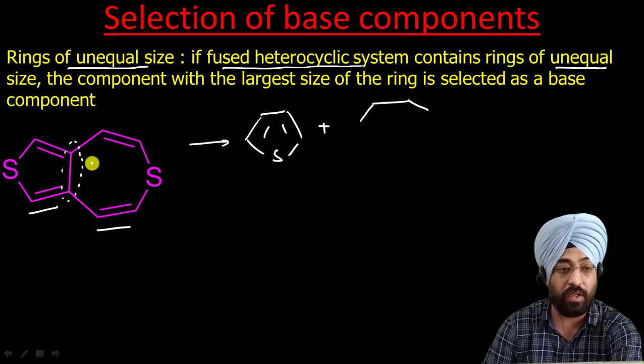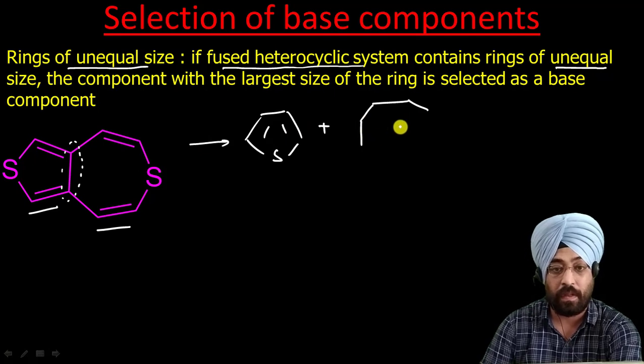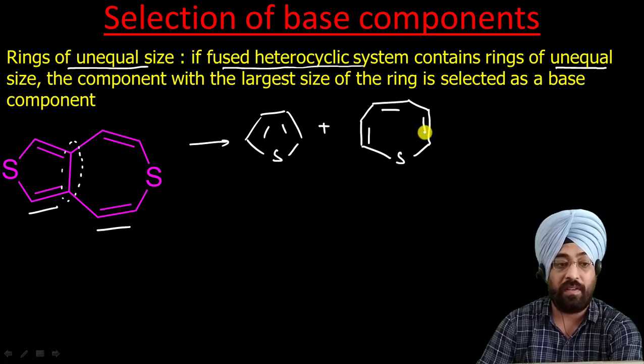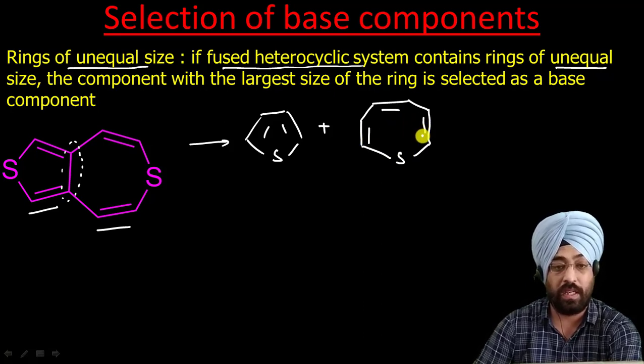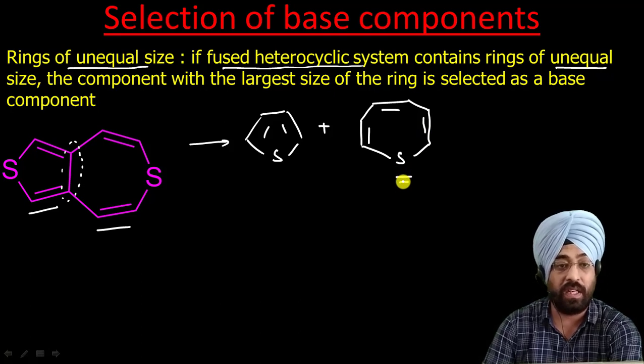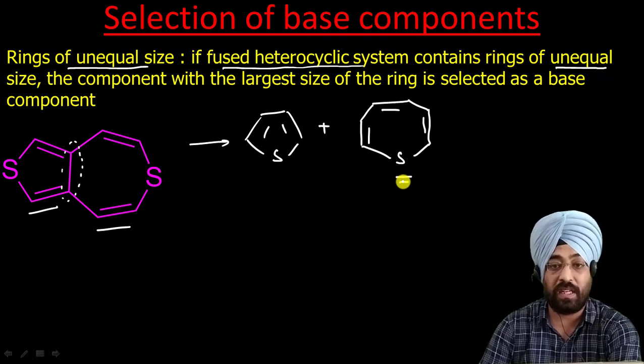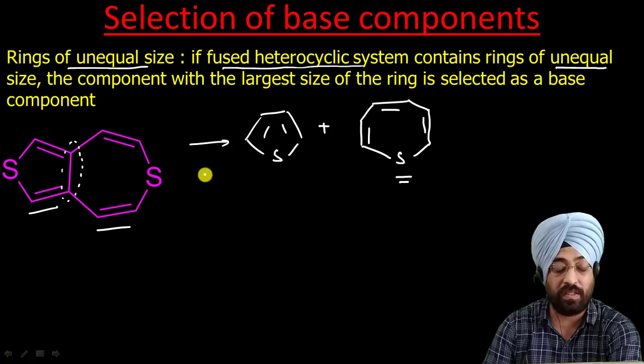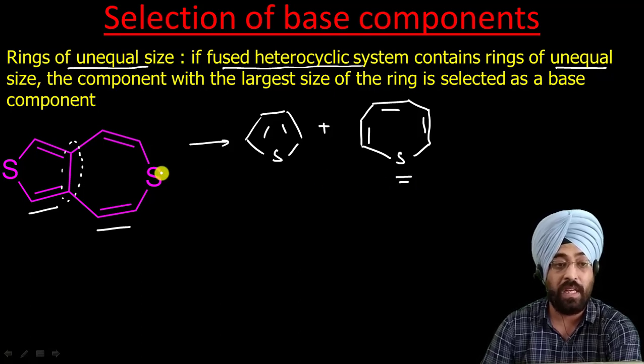Now it is a 1 2 3 4 5 6 7-membered ring. So it is a 7-membered ring. Now I have just oriented this, so I have done its orientation. Now this rule says that if a fused heterocycle system contains rings of unequal size but the heteroatom is the same, then the component with the largest ring size is selected as the base component.